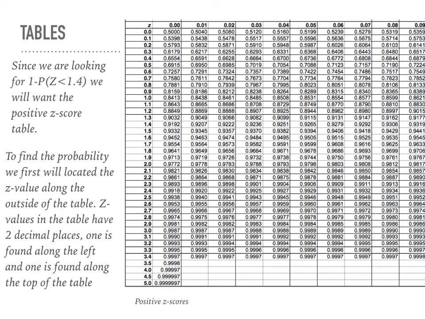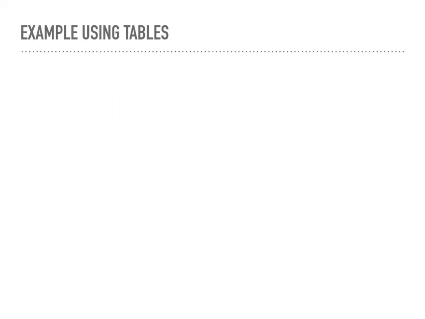To find the probability, we will first locate the z-value along the outside of the table. Z-values in the table have 2 decimal places. One is found along the left and one is found along the top of the table. Since we just have 1.4, that's the same as 1.40. So we want 1.4, and then the first column is 0.00. So we want this row and column. That gives us the probability that z is less than 1.4 is 0.9192.